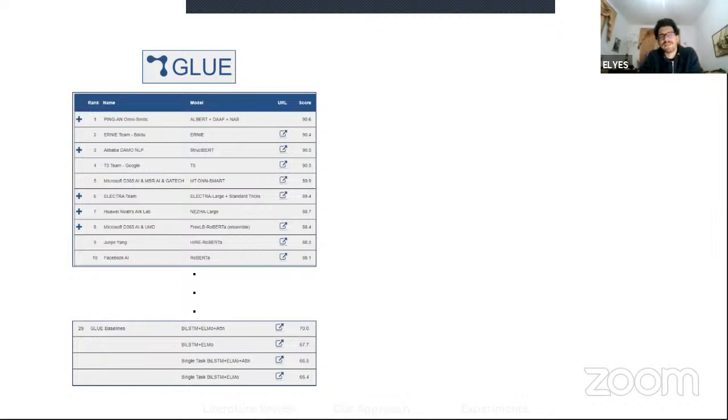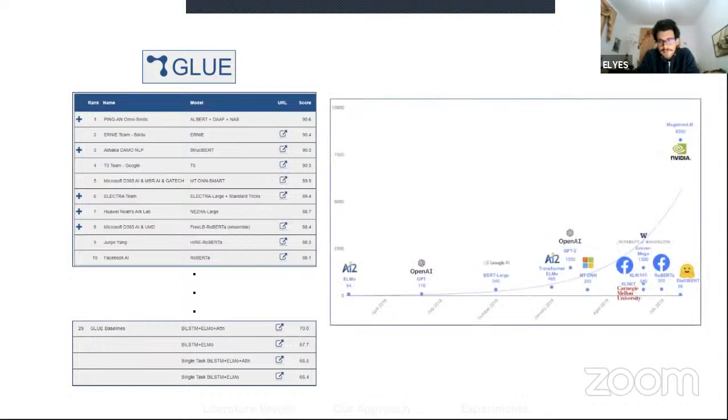And the best LSTMs, the best RNNs, are placed at 29th place with a score of 70, while the first place is now 90. So there has been a big jump in performance since they started using transformers. From there on, it has become a race on who can publish the bigger and better transformers.